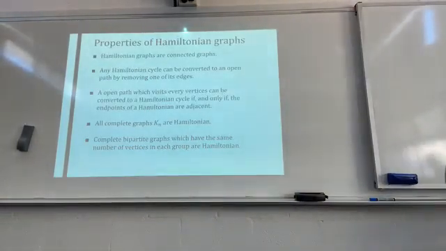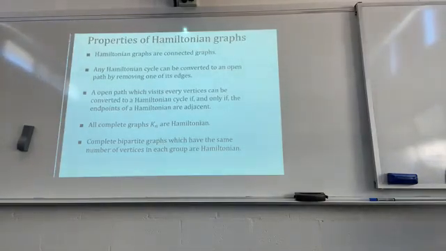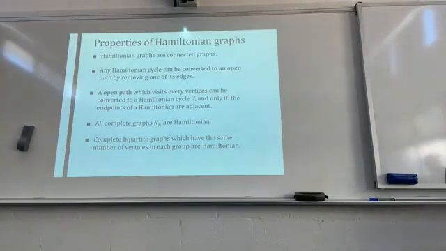All right, properties of Hamiltonian graphs. Hamiltonian graphs are connected graphs. All Hamiltonian cycles can be converted to an open path by removing one of its edges. So that means a Hamiltonian graph also contains a semi-Hamiltonian graph, because you don't have to go all the way back; you can take one of the edges out, which makes it semi-Hamiltonian. Now, an open path which visits every vertex can be converted to a Hamiltonian cycle if and only if the endpoints of the Hamiltonian path are adjacent.